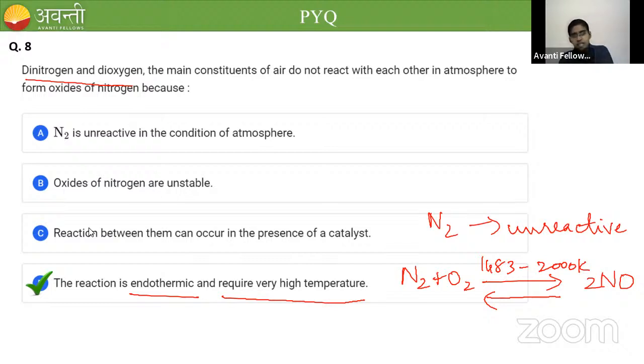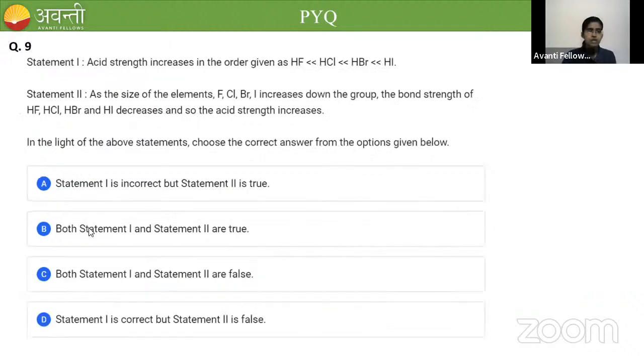The reaction is feasible at very, very high temperature. Actually, 2000 Kelvin or 1500 Kelvin is itself very, very high. But since we are not providing any such temperature, and the temperature of the atmosphere is not that high, they are not reacting. So I hope this is clear to all of you. Let me move on to question number 9.